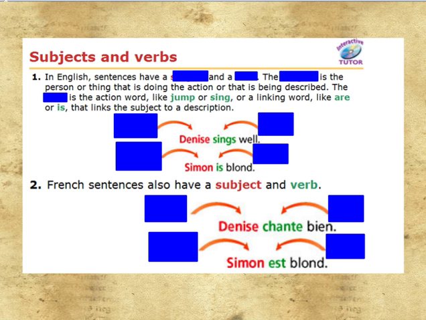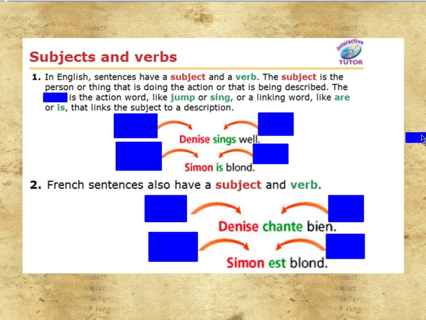This might go a little bit over your head at first, but I kind of want to just float it out there, and that way when we start referring to the subject or the verb of the sentence, you'll know what we're referring back to. So real quick, in English, sentences have a subject and a verb.